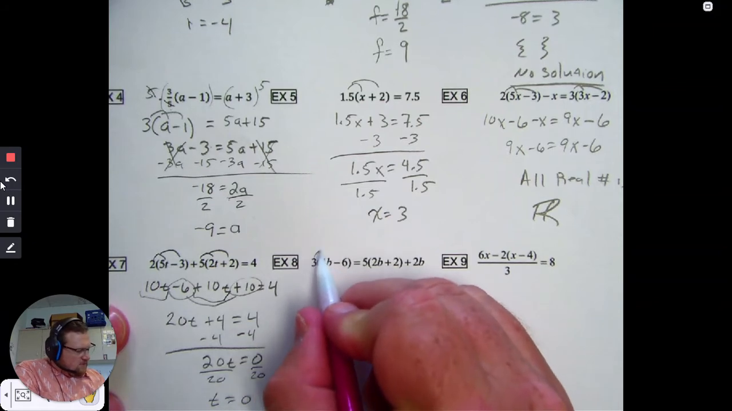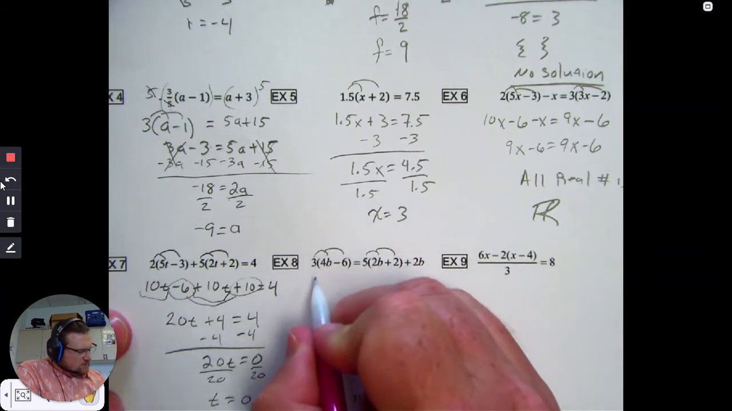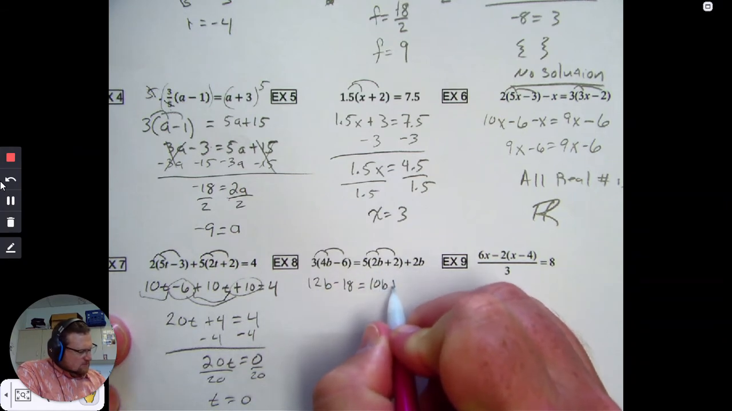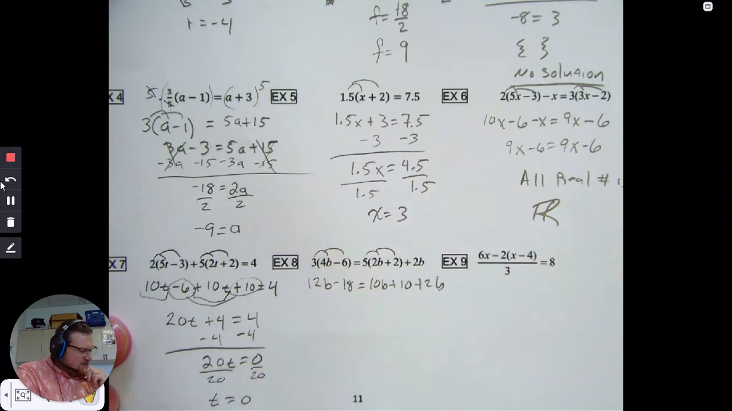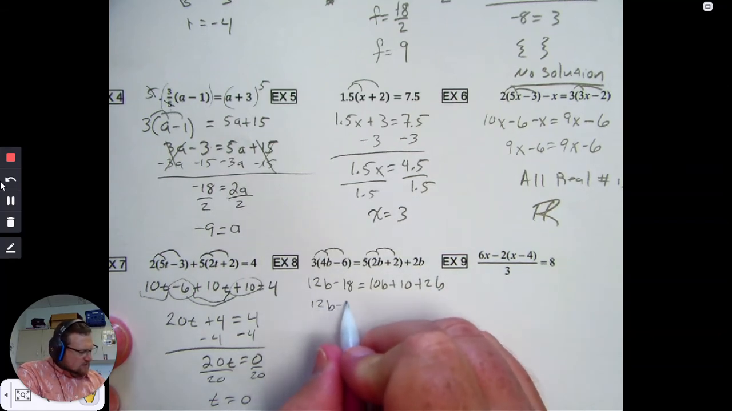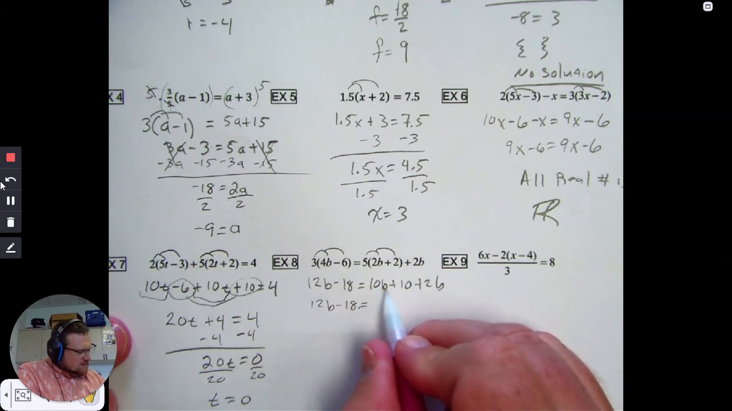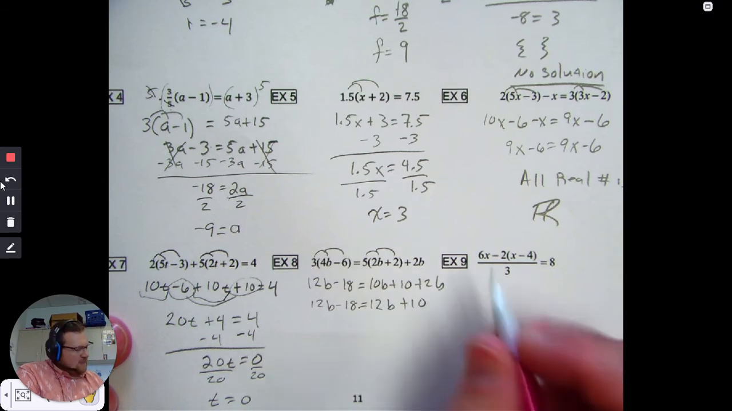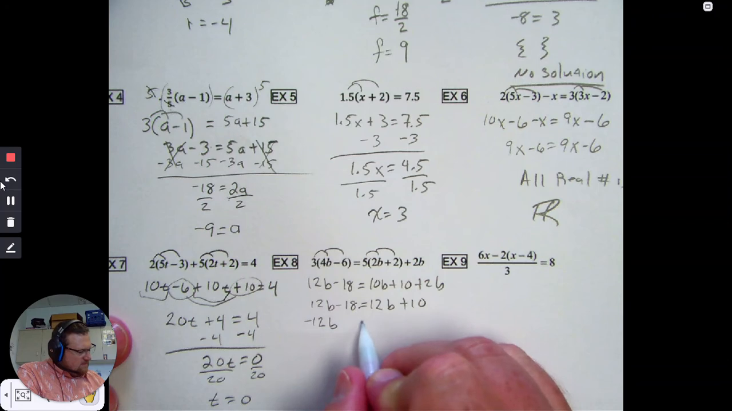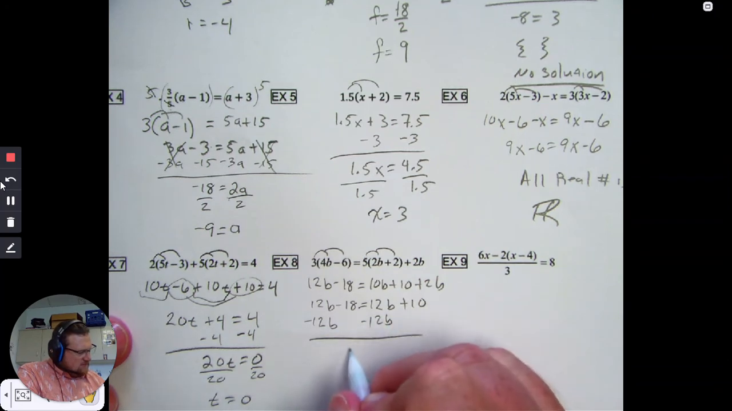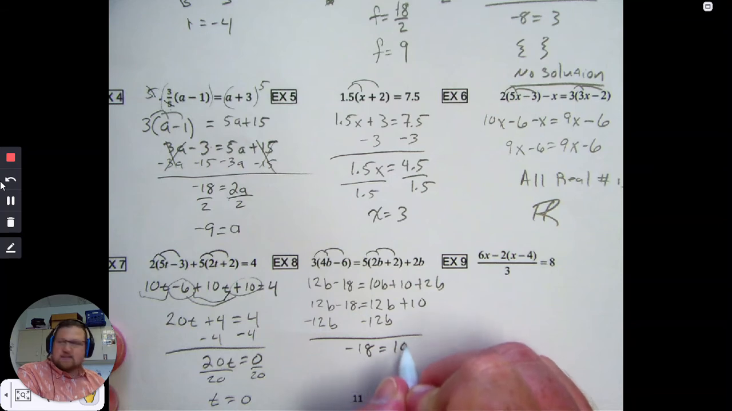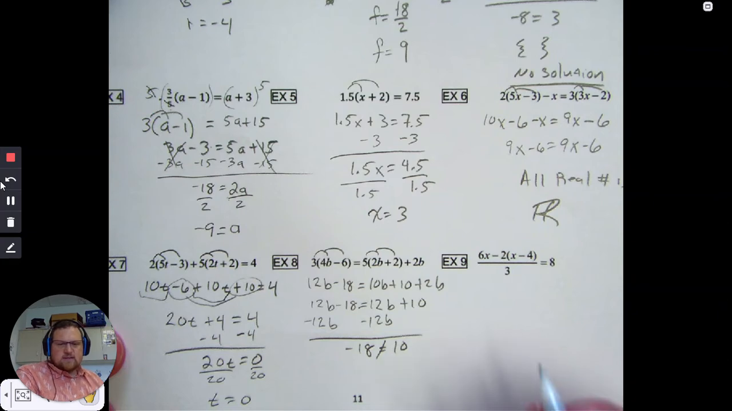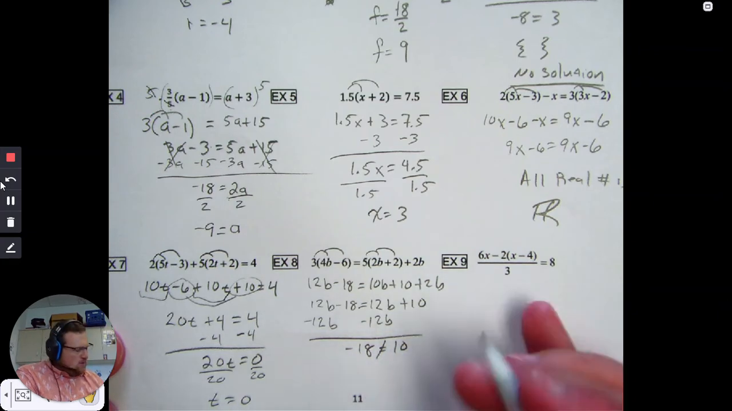Okay, number 8, again, we want to distribute these out. So this would be 12b minus 18 equals 10b plus 10 plus 2b. So 12b minus 18 equals 10b plus 2b gives me 12 more b's plus 10. And then if we subtract 12 b's from both sides to get the b's together, that leaves us with negative 18 equals 10. Well, negative 18 does not and will never equal 10. So that means that there is just simply no solution.